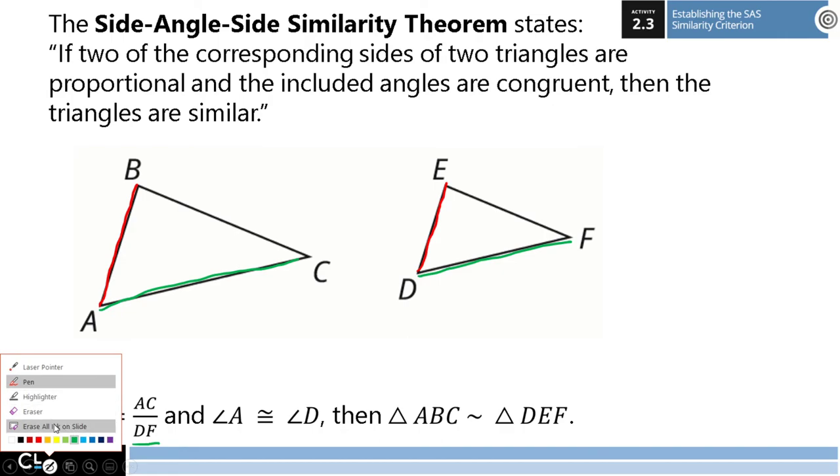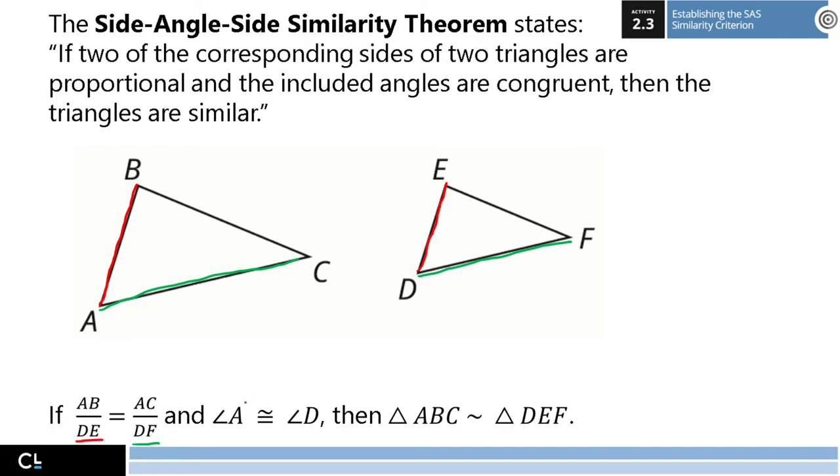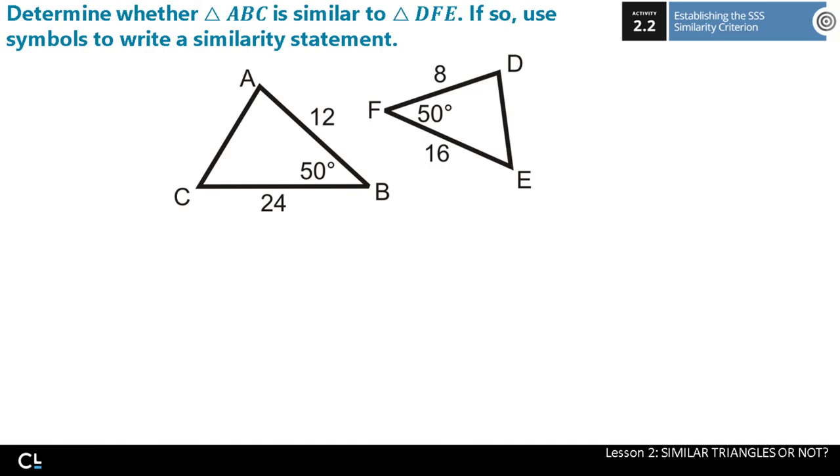What we have in this one instead is that included angle, which means the angle between these two sides. So right here, A and D, those angles will be congruent. So we have side, angle, side, side, angle, side. But the important thing is that that angle is sandwiched in between those two sides, right? Let's look at an example problem for this one right here.